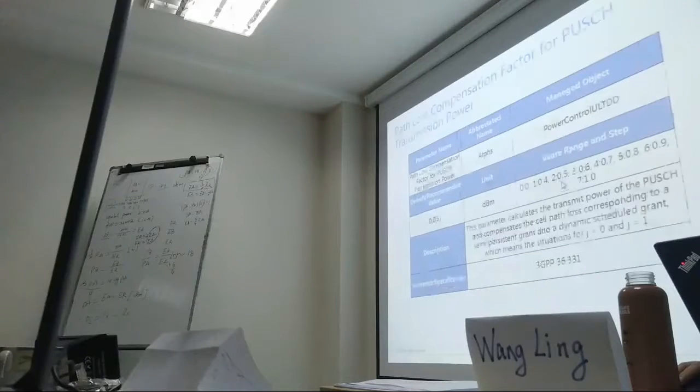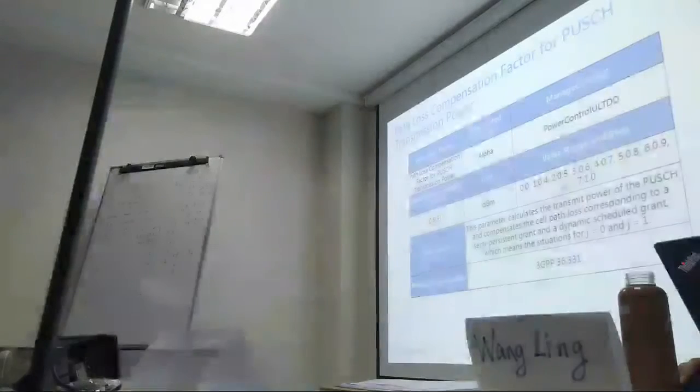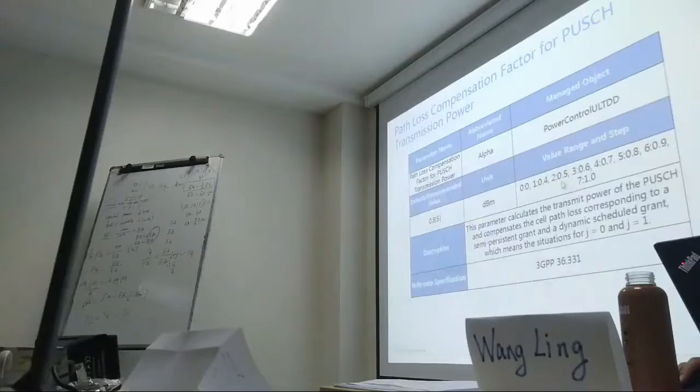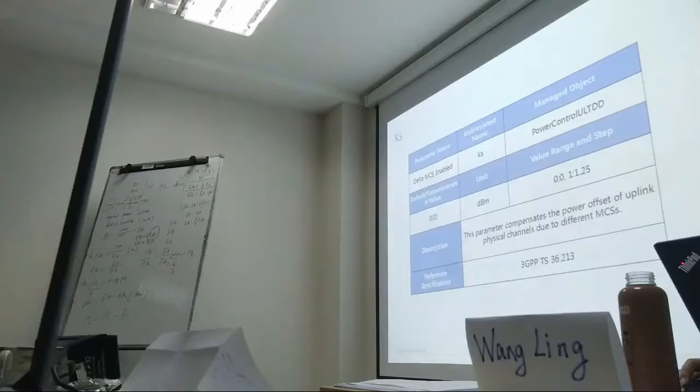So in this case, we can only change the nominal PO and the path loss compensation. That's okay. And maybe you can enable the KS, the MCS-based adjustment. That is, the UE can change its power according to the MCS, to give it a compensation. For example, if the MCS is lower, that means the channel quality is bad, and it will add some power.